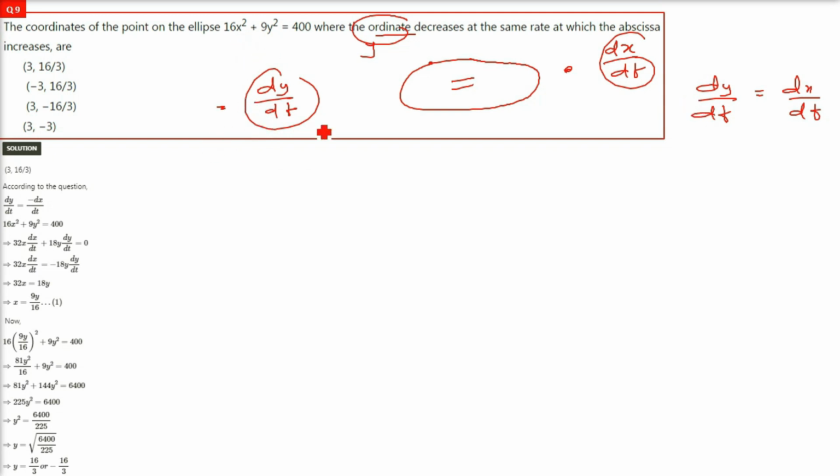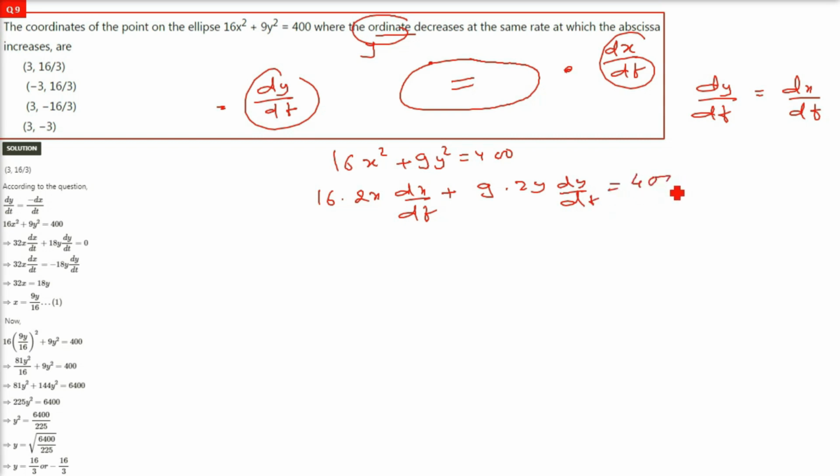Now coming to this one. 16x square plus 9y square equals 400. Let us differentiate it. 16 into 2x dx by dt plus 9 into 2y dy by dt is equal to 0. Because differentiation of 400 is going to be 0, right? Now, this left and right you can shift. So rather than doing 32 and 18, we can see 2 is common, so you can just cancel 2. I'm not cancelling y, I'm cancelling 2 here. So we have 16x dx by dt is equal to negative 9y dy by dt.